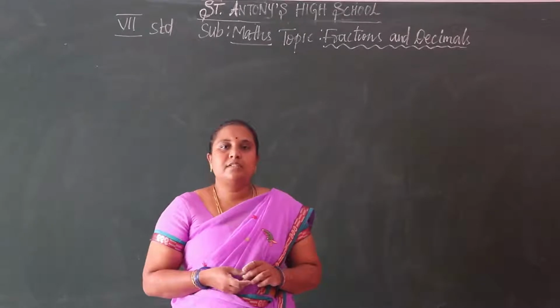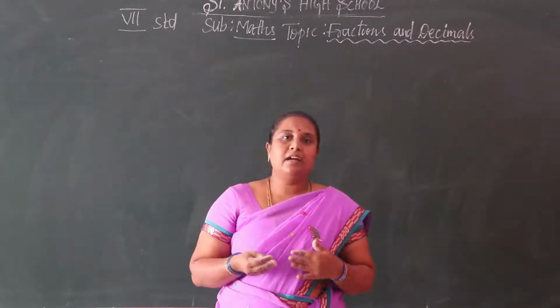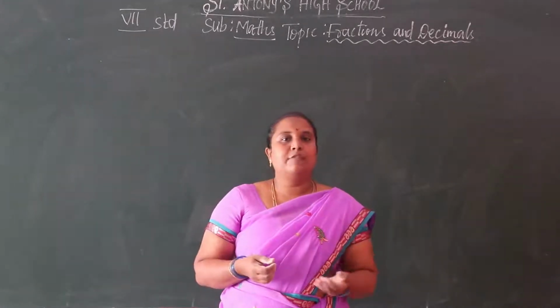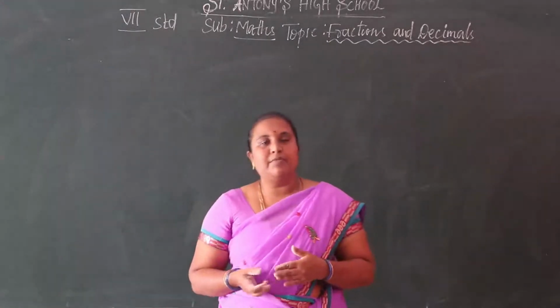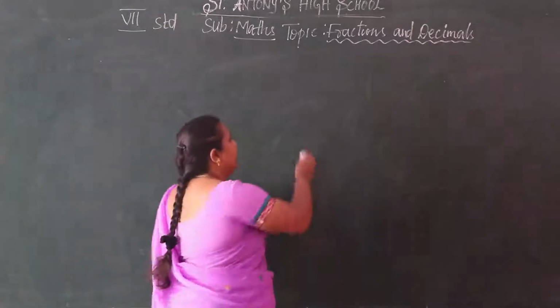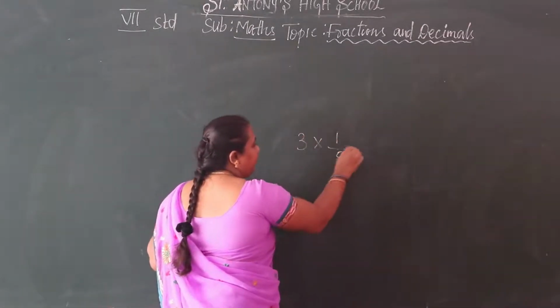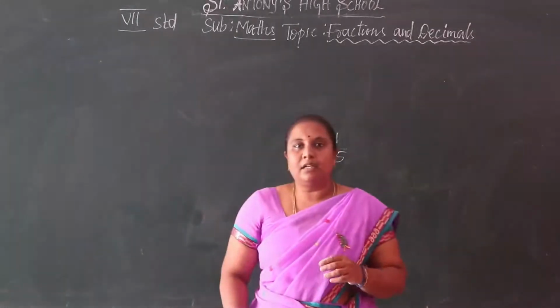Hello, children. We saw in our last class the multiplication of fractions, in which a whole number is multiplied by a fraction. That is, 4 is multiplied by 1 by 3, 3 is multiplied by 1 by 6 or 1 by 5. The whole number is multiplied by the fraction. This we saw in our last class.